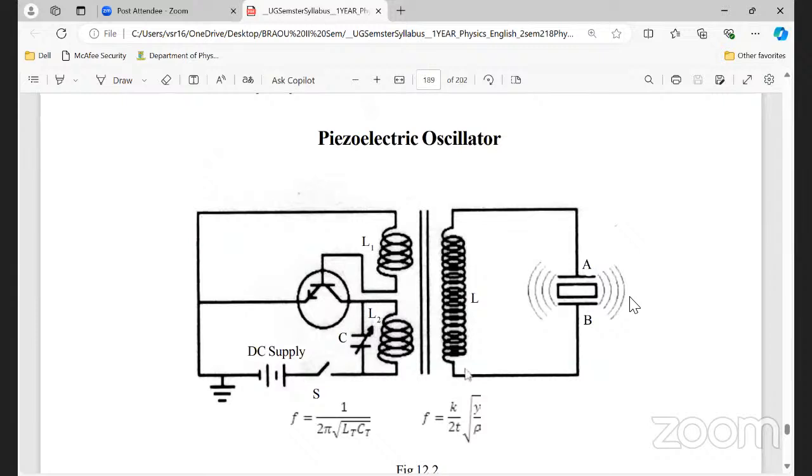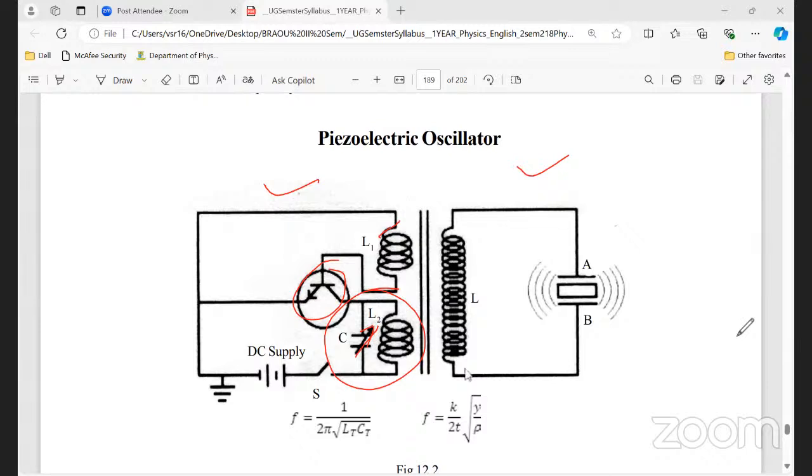So, the piezoelectric oscillator. You can see that this is the primary section and this is the secondary section. This is the circuit, you need to draw this. Here is a tank circuit, an LC combination. This is the variable capacitor. This is a transistor, and here two coils are there, L1 and L2.